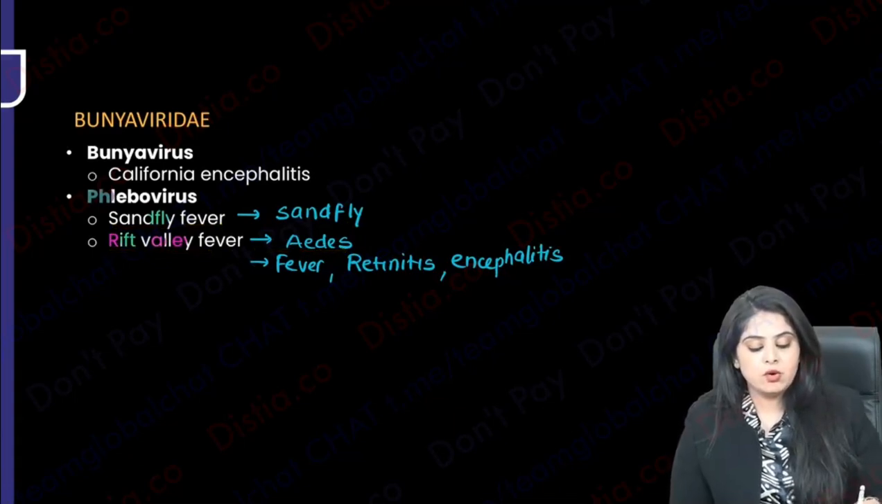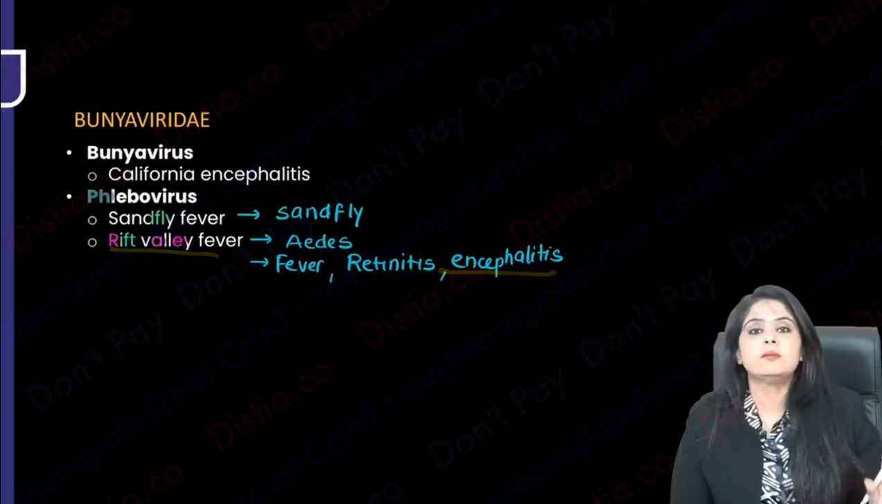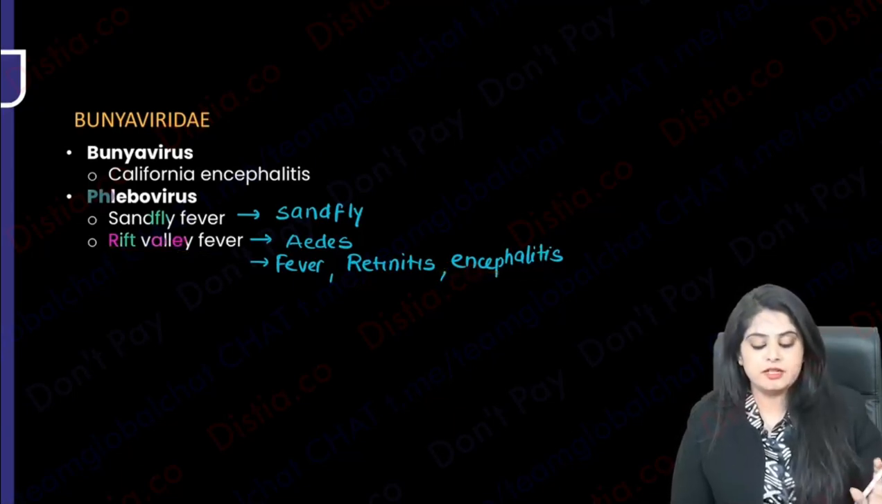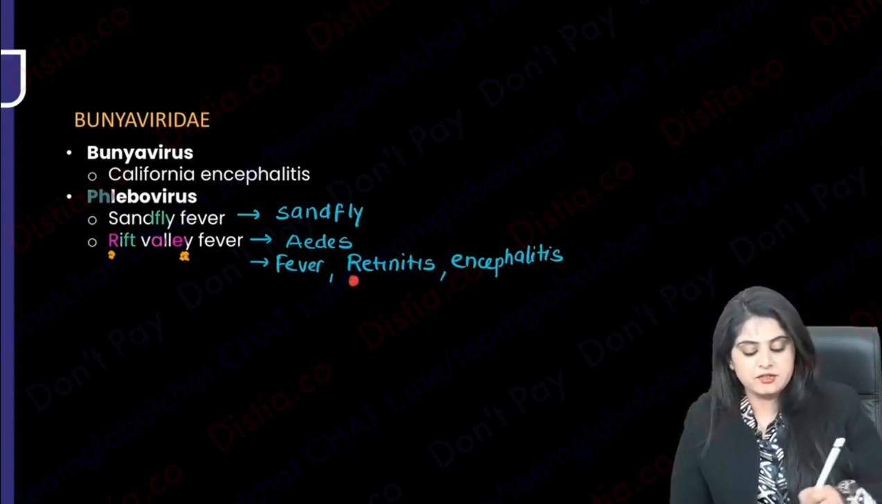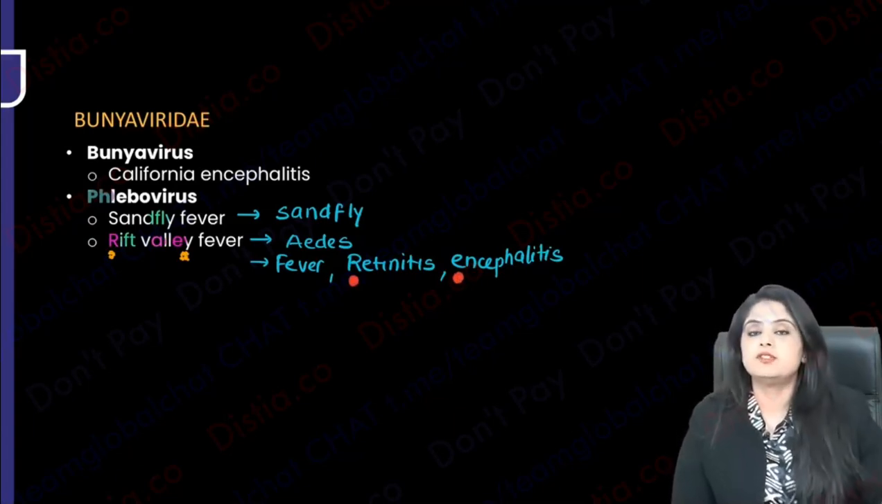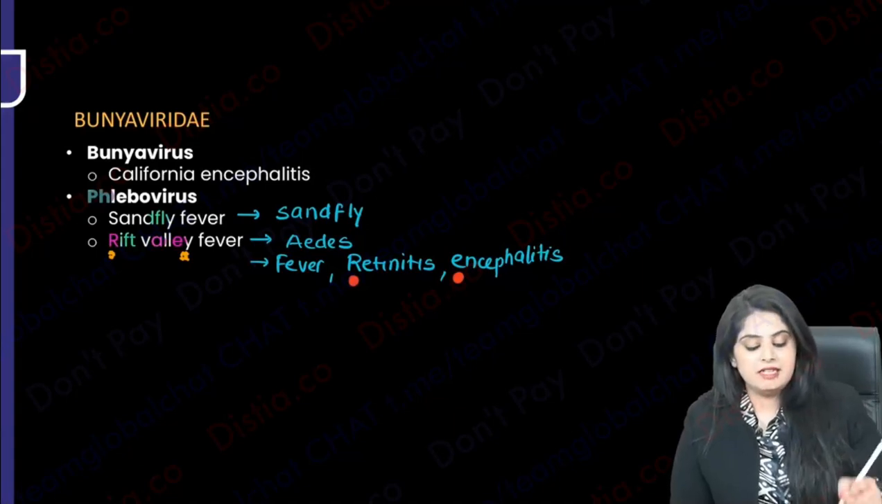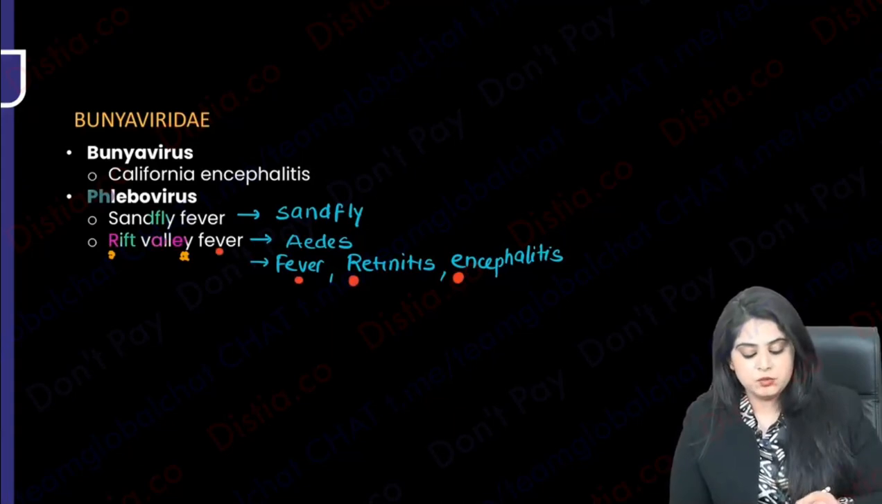And what does it cause? All of these are somewhere or the other causing some kind of encephalitis. So fever, retinitis and encephalitis. How I have learned it is, since the beginning, retinitis and valley, that is encephalitis. So we have retinitis, Rift Valley fever, it causes retinitis, and valley ka E, encephalitis, and fever, of course, fever. Yaad rahega? Let's move on to the next one.